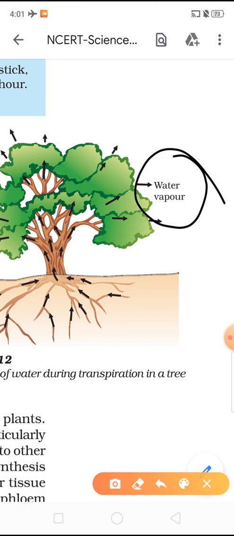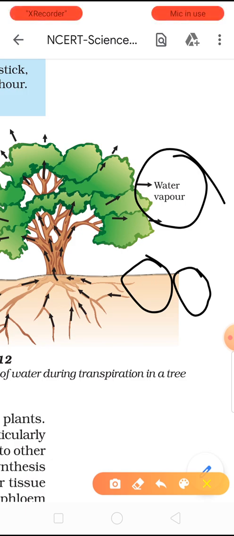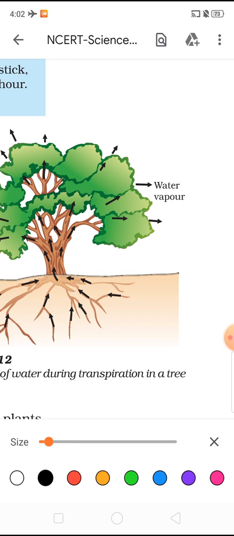Understood? The stomata are open during the daytime, and as they are open, water continuously moves out. As the water moves out from the stomata, the concentration decreases, or we can say the molecules of water get decreased. So to fulfill its demand, it will take water from the neighboring cell. Suppose this is the stomata. Let me try it again. Suppose this is the stomata.